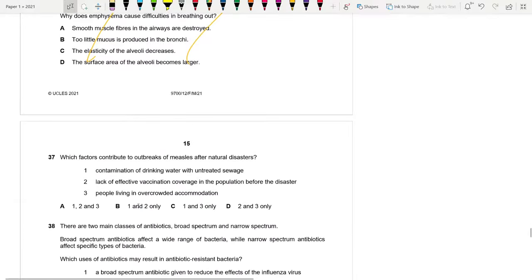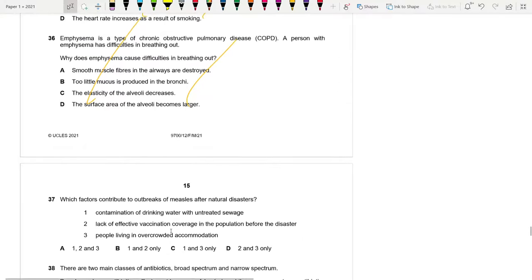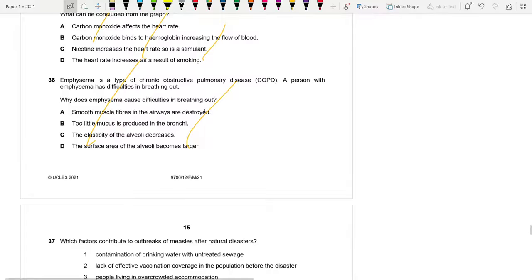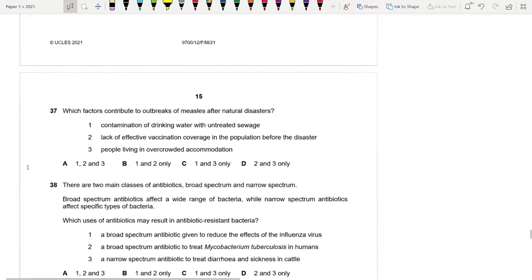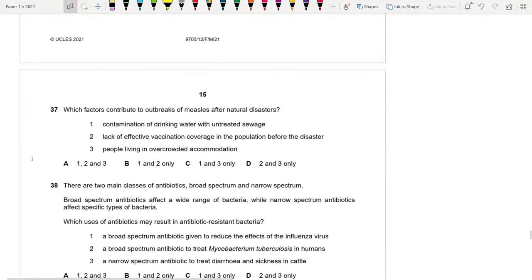Emphysema, then bronchitis, right? So COPD is chronic obstructive pulmonary disease, okay. So we do not have those, bronchitis and emphysema. Measles. We do not have measles, but the basic idea is important. Which factors contribute to outbreaks of measles after natural disasters? So measles does not. You don't need this really.